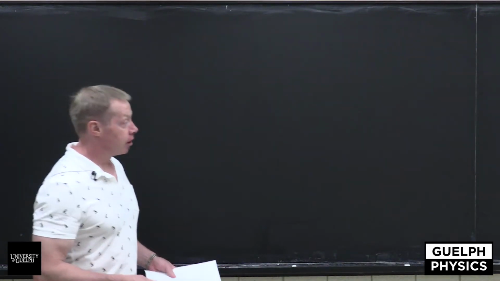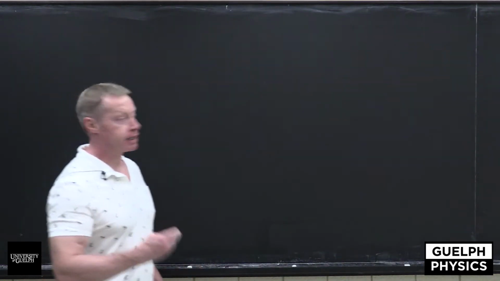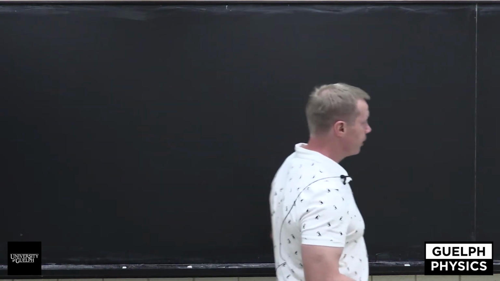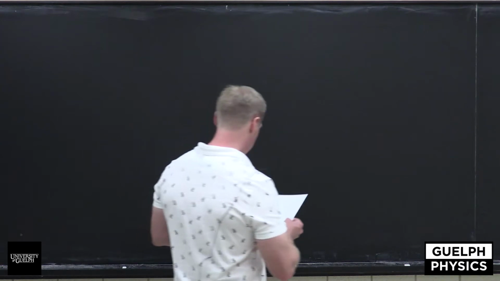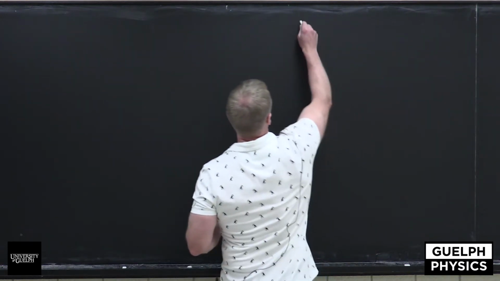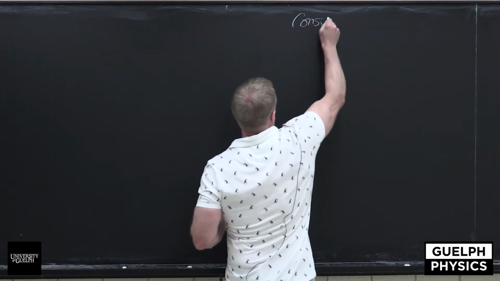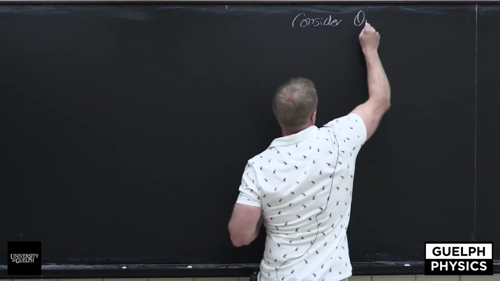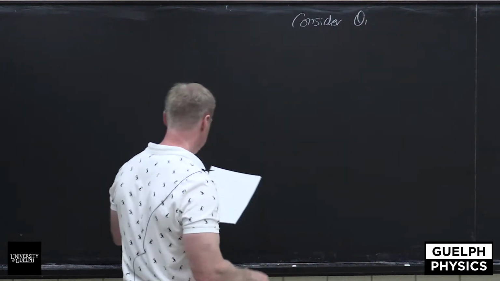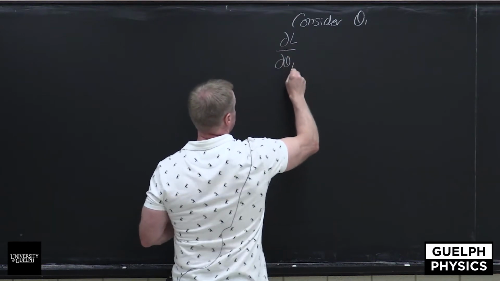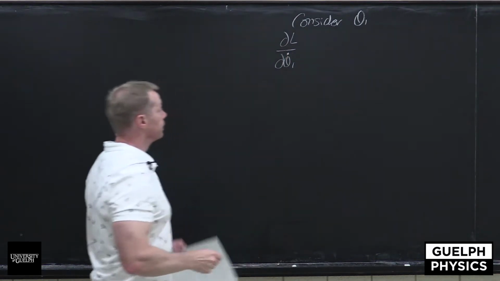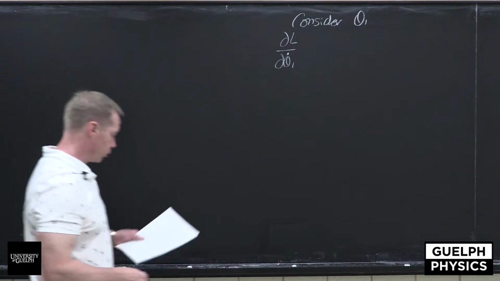So we have our Lagrangian, so we can move on to the next stage of the question, and that was to derive the equations of motion. So we will consider first theta 1, and we then need to take our partial derivative with respect to theta 1 dot.